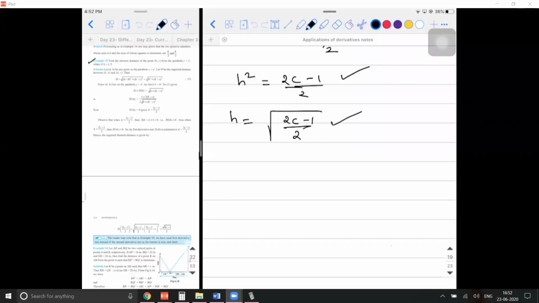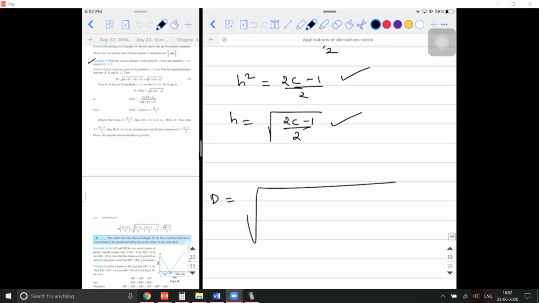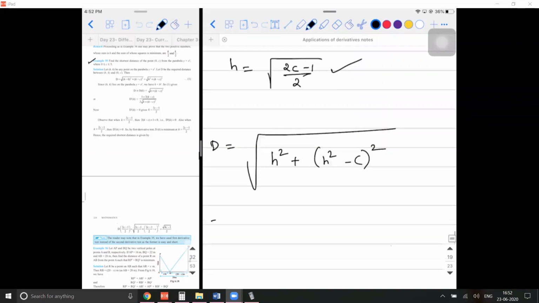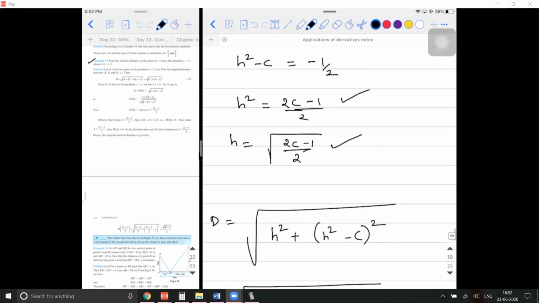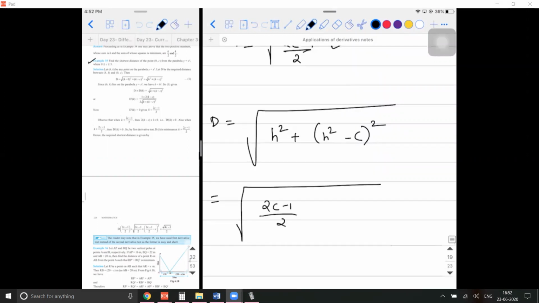So anyways, they're asking you find the shortest distance. They're not asking you find the point where the shortest distance is achieved. So what is the formula for distance that we have derived? Root of h square plus (h square minus c) the whole square. Right? Square root of, what is the value of h square? It is (2c minus 1) by 2. So (2c minus 1) by 2 plus (h square minus c) the whole square, where h square is (2c minus 1) by 2.